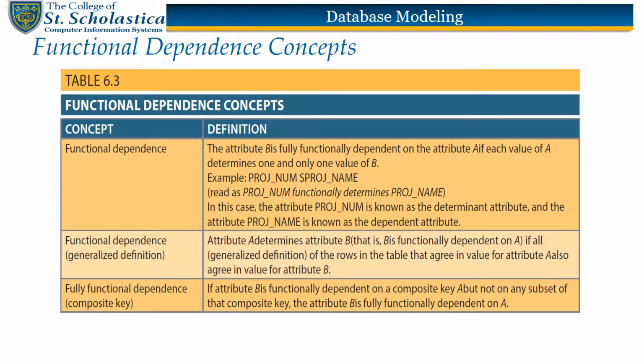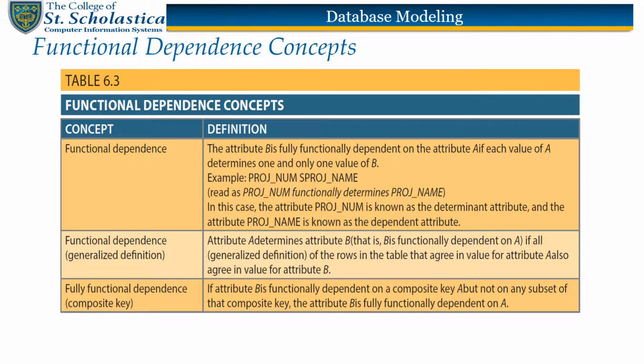Before outlining the normalization process, it's a good idea for us to review the Unit 3 concepts of determination and functional dependency that are used to derive the set of functional dependencies for a given relation. In functional dependency, the attribute B is fully functionally dependent on attribute A if each value of A determines one and only one value of B.